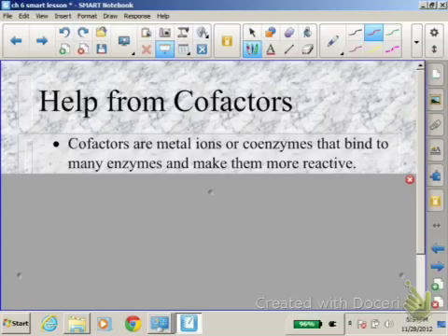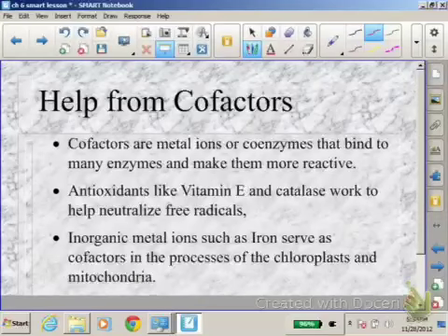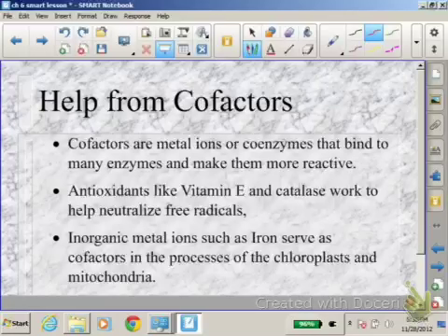If you look at number 24, it says describe 2 examples of cofactors. I'm sorry I didn't leave you enough room there. But for 24, it says cofactors are metal ions or coenzymes that bind to many enzymes. I'm sorry, I messed up. Examples of cofactors are antioxidants like vitamin E and catalase. They work to help neutralize free radicals.